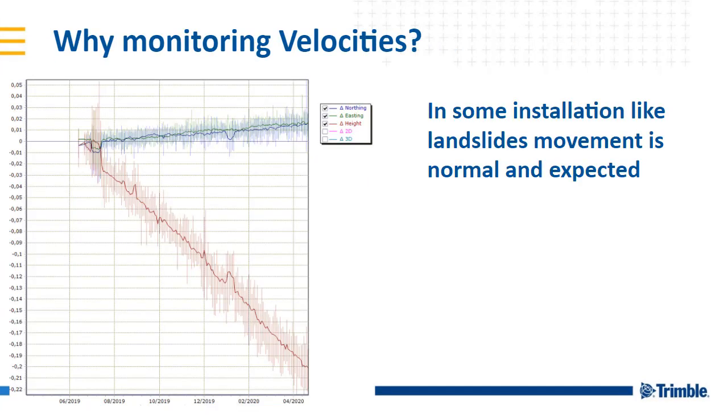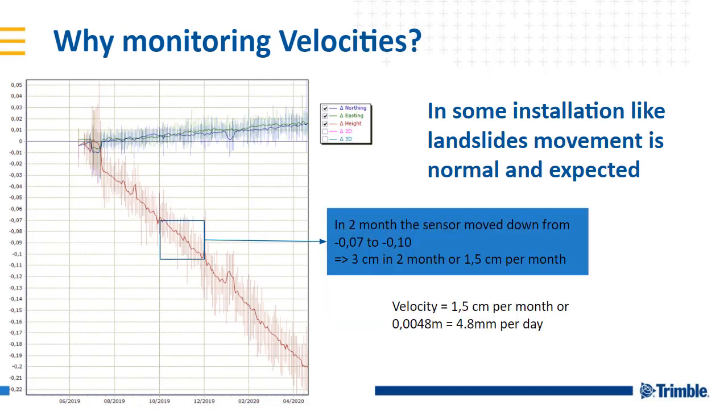If you are not familiar with the topic of velocities, I'm sure you're wondering why to monitor velocities. In some installations, like for example landslides, movement is normal and expected. In this example, you can see that in 2 months, the sensor moved down from 7 centimeters to 10 centimeters. So it moved 3 centimeters in 2 months, or 1.5 centimeters per month. So the velocity is 1.5 centimeters per month or 4.8 millimeters per day.